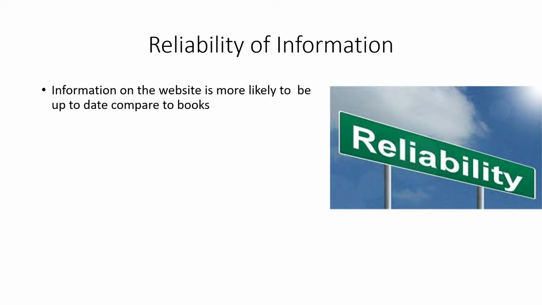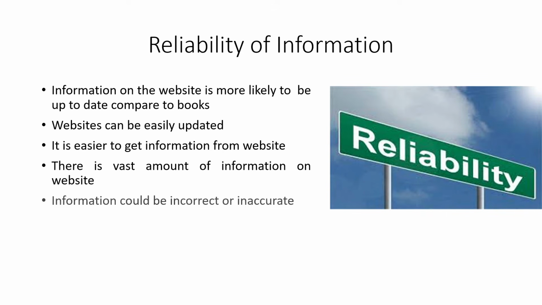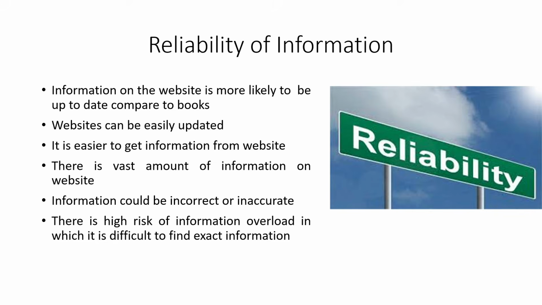Reliability of information. Information on a website is more likely to be up to date compared to books. Websites can be easily updated. It is easier to get information from websites. There is a vast amount of information on a website. Information could be correct or incorrect or inaccurate. There is a high risk of information overload, in which it is difficult to find exact information.